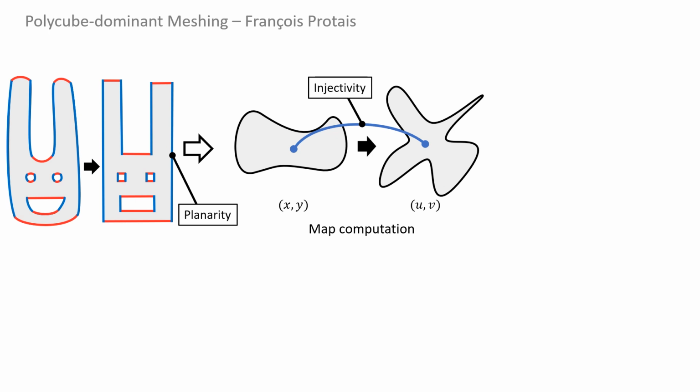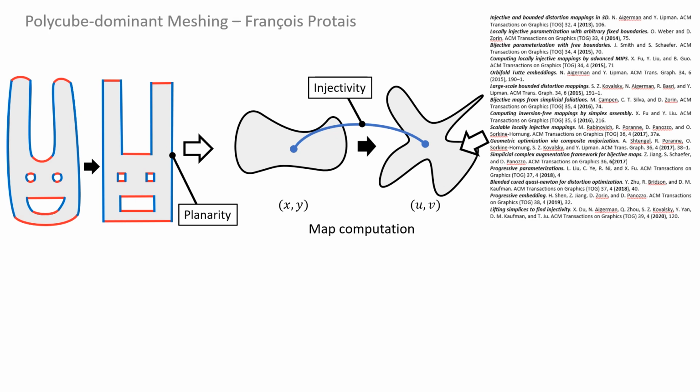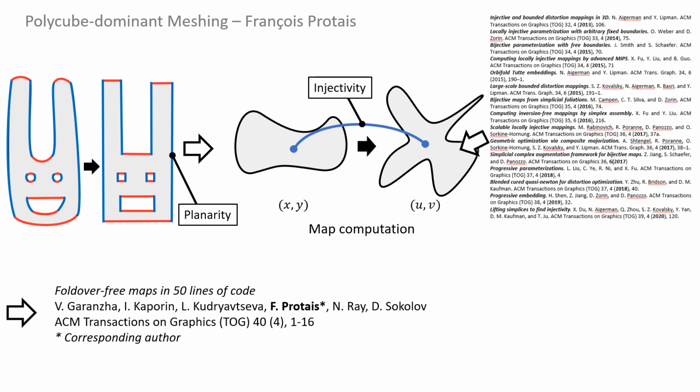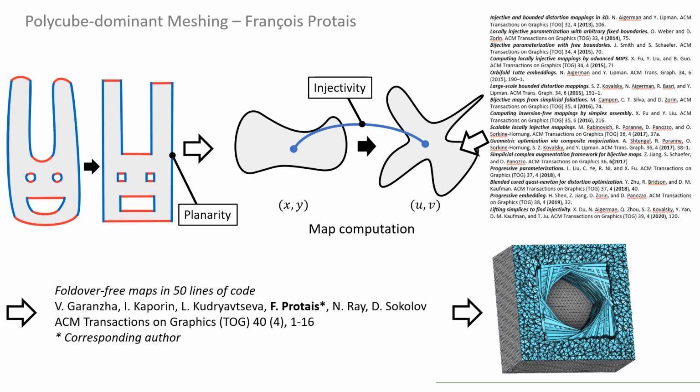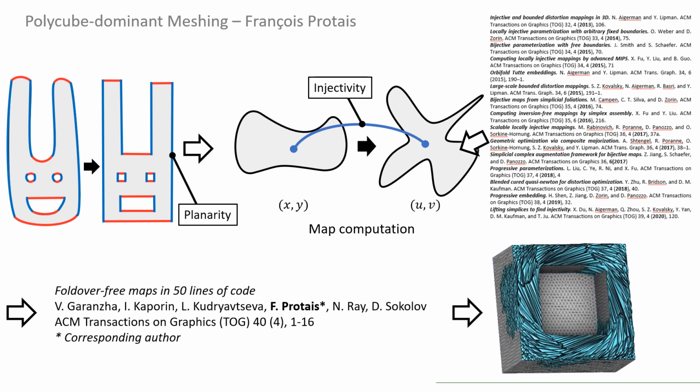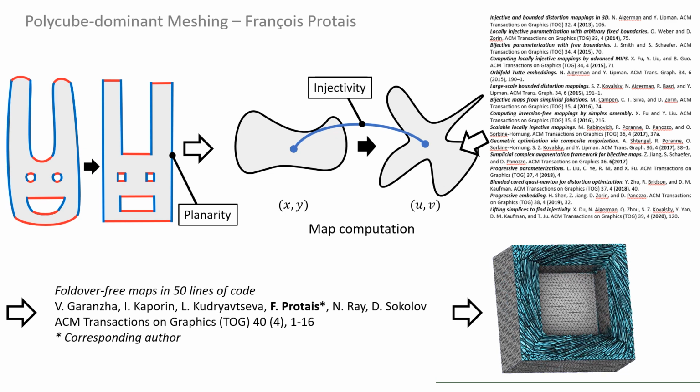The injectivity is not easy to capture. It represents a quadratic constraint on all of the points in the domain. Since 2013, there have been 15 articles in the journal Transactions on Graphics which have tried to solve this exact problem. We have proposed a new approach for free maps in 50 lines of code, which for the first time makes it possible to concurrently guarantee that we will be able to compute an injective straightening.